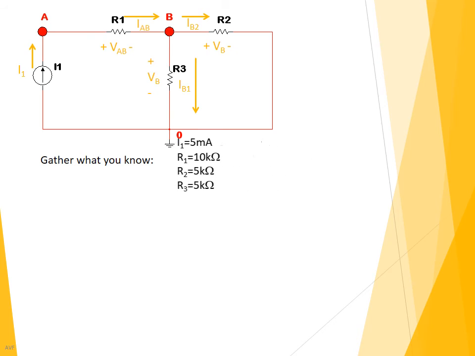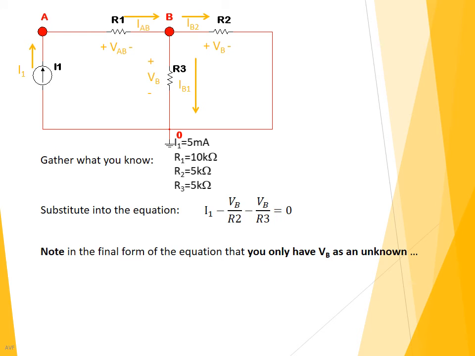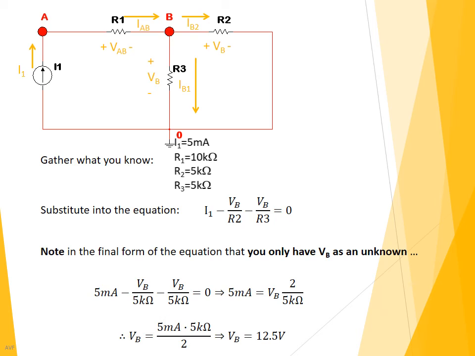So if I gather what I know, I1 is equal to 5 milliamps, R1 is 10 kiloohms, R2 is 5 kiloohms, and R3 is 5 kiloohms, and I substitute into the equation from the previous page, then I have a final form where I can solve for VB, and so VB is equal to 12.5 volts.